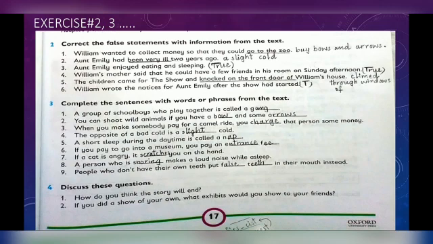So let's start exercise number 2 of the lesson, the show part 1, on page number 17. This exercise is: correct the false statements with information from the text. Text means the lesson we learnt in the previous class.